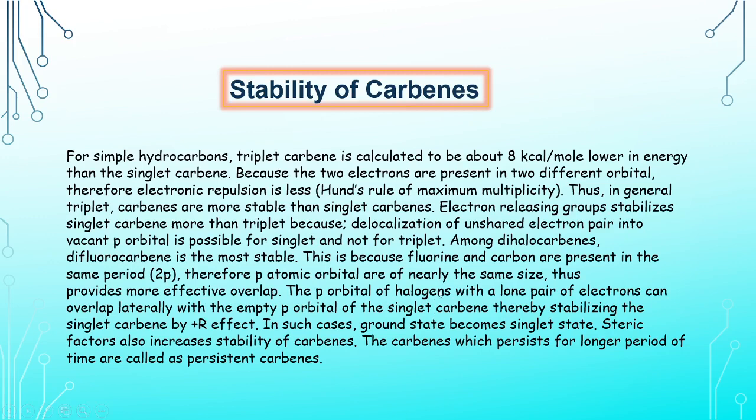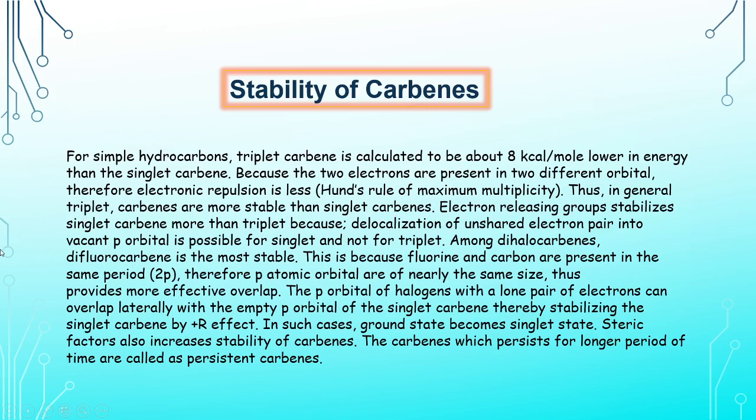The p orbital of halogens with a lone pair of electrons can overlap laterally with the empty p orbital of the singlet carbene, thereby stabilizing the singlet carbene by the plus R effect. In such cases, the ground state becomes the singlet state. The steric factor also increases the stability of carbenes. The carbenes which persist for a longer period of time are called persistent carbenes. So these are the stability factors of carbene.